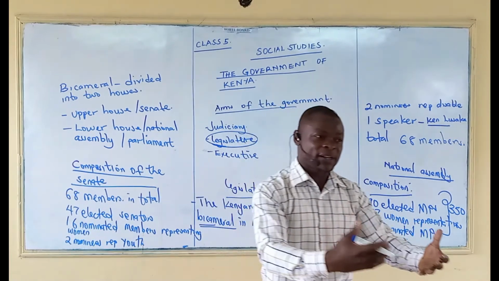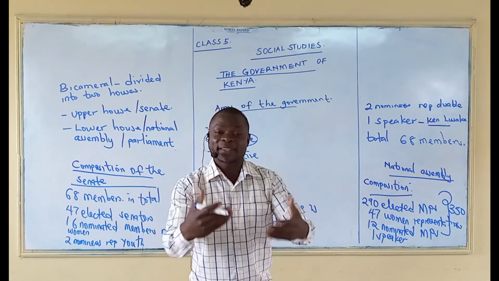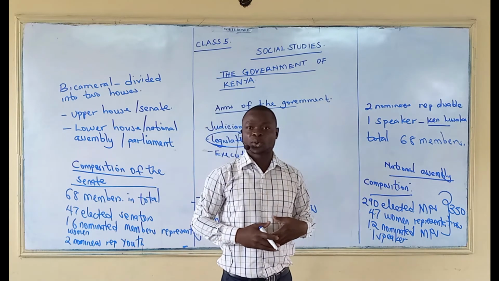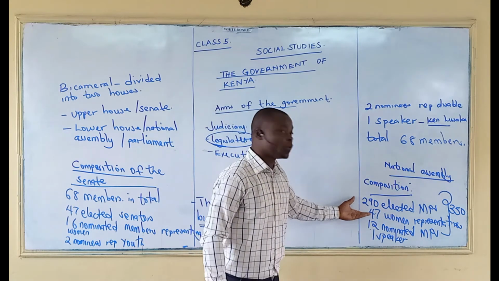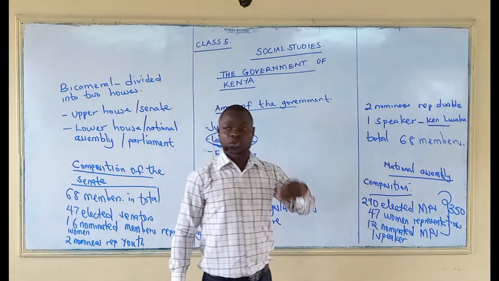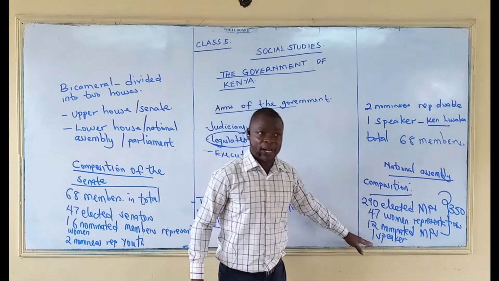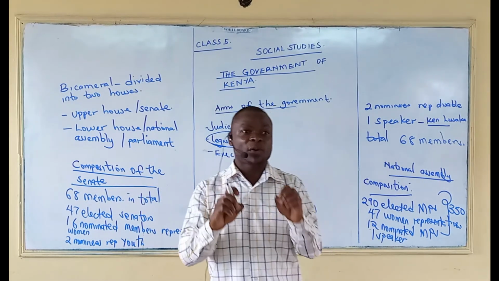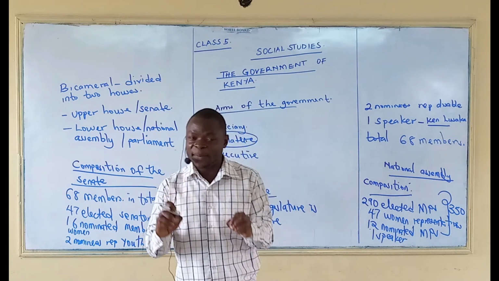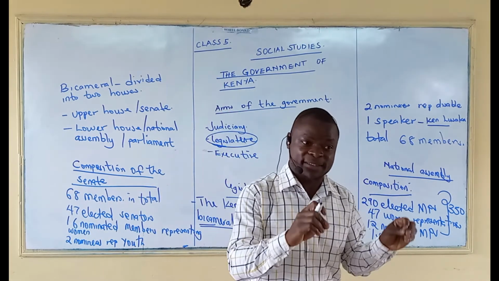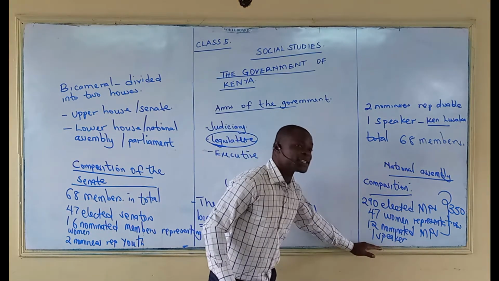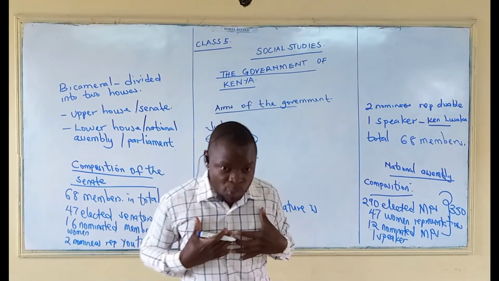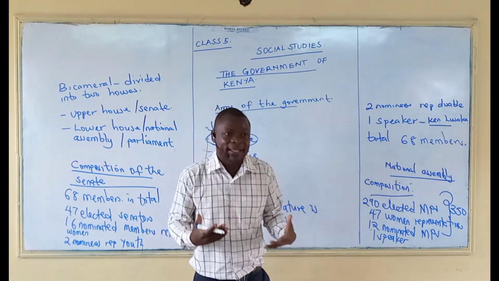We said that Kenya is divided into 290 constituencies, and from each and every constituency, a member of parliament or an MP is elected. Now, the first composition of the National Assembly are the 290 elected MPs. Then we have 47 women representatives. From each and every county, remember we have 47 counties in Kenya, a women representative. This is a leader who should be a lady to represent the interest of the women. From a county level, one lady is elected to represent the interest of the ladies.